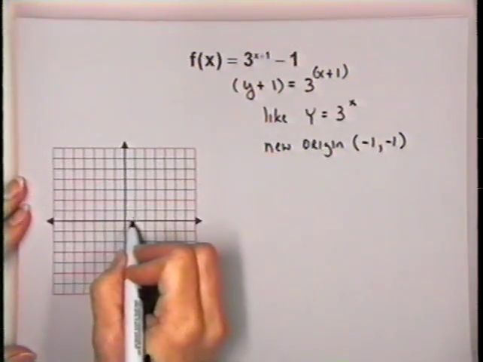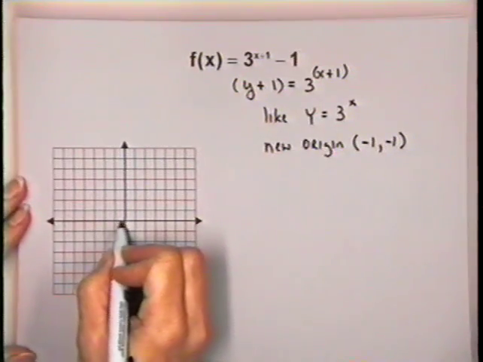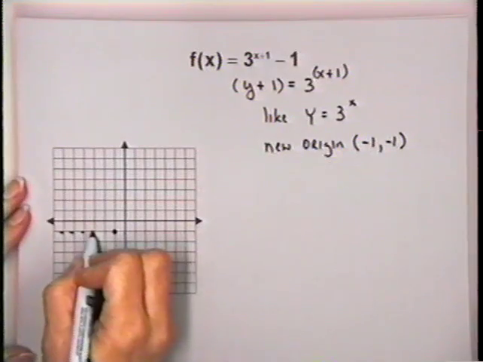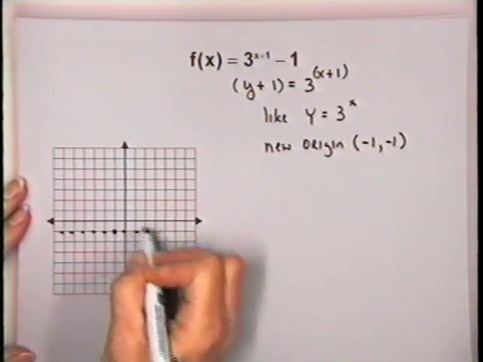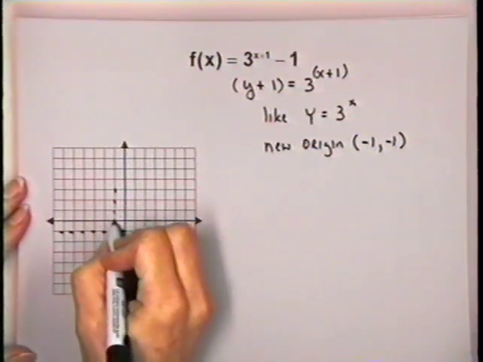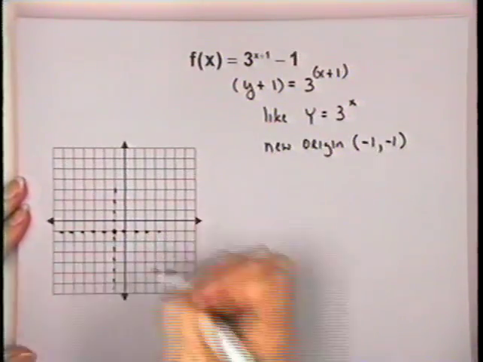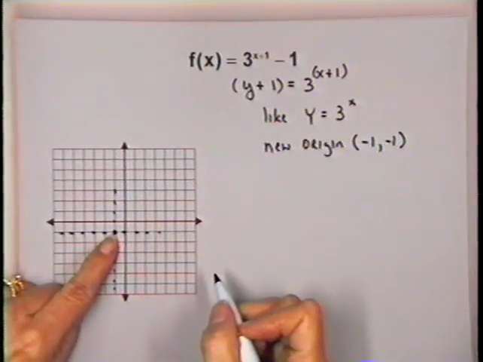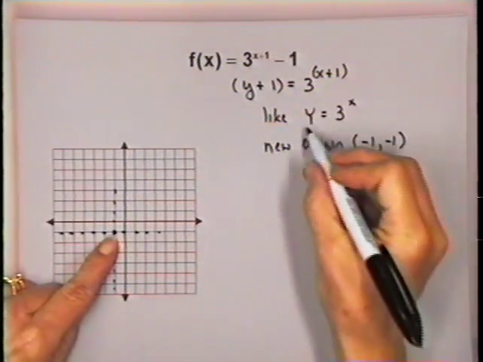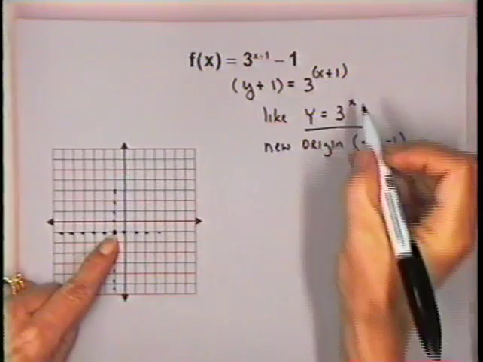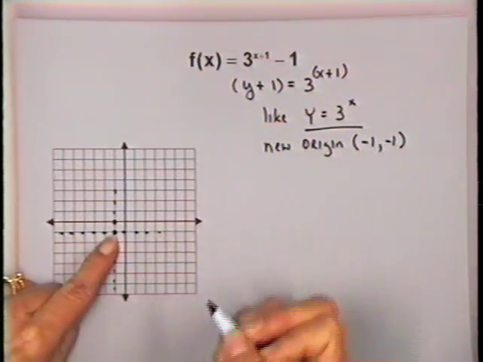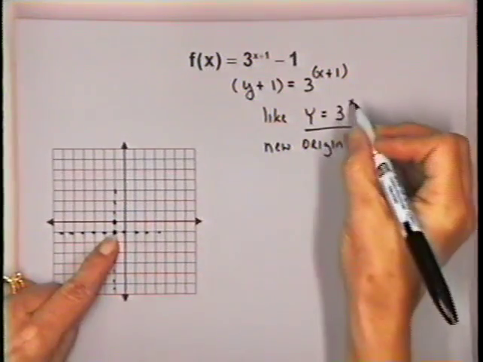Well, let's see. I'm going to go negative, whoops, better go negative. Negative 1 is right here. So I'm going to draw in a new x and y axis through this negative 1 point. Now I'm just going to put my little finger right here on that negative 1 because I'm going to play like that's the origin, and I'm going to graph y equals 3 to the x. Well, if x is 0, y is 1. Right there.